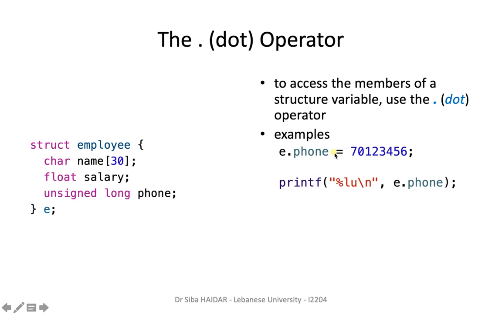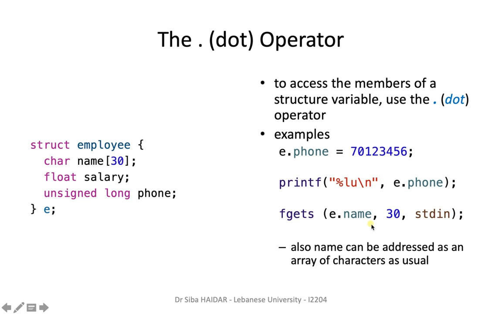Another example, if you want to print this phone, you can print %lu and you provide e.phone, and again not phone alone. You can, for example, read the name and store it inside the name field of e by using fgets as we have seen in the previous chapter. But this time you don't read in name because there is no name; there is a field name of a certain variable e. So again you provide this field's name, e.name.